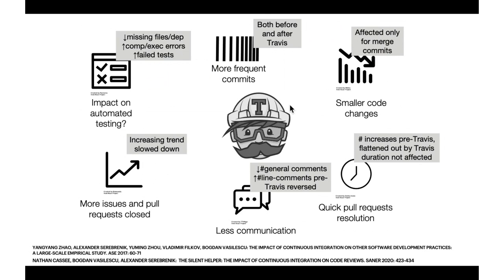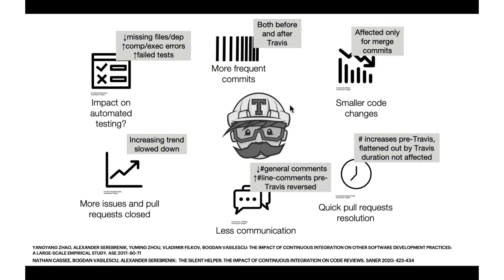When it comes to, for instance, the time which is required to resolve pull requests, so essentially to decide whether those pull requests have to be merged or not, the time was increasing before the introduction of Travis CI, and it flattened out with Travis. So essentially, the introduction itself did not affect the duration, but at least it stopped growing.